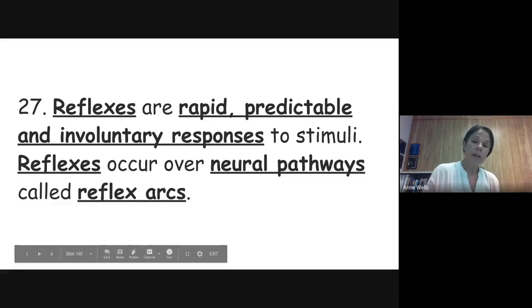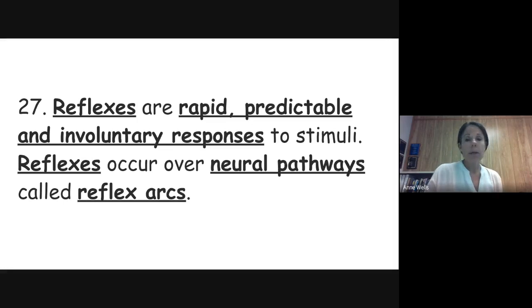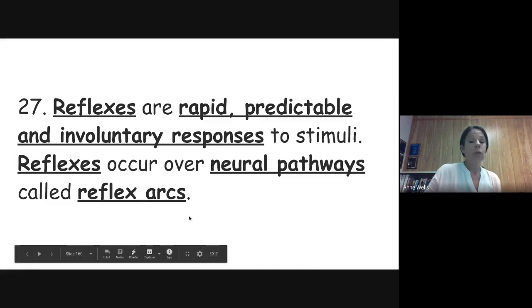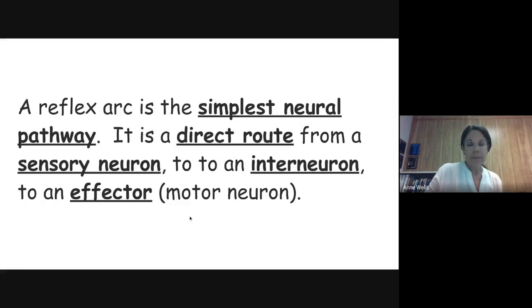Number 27, reflexes are rapid, predictable, and involuntary responses to stimuli. Reflexes occur over neural pathways called reflex arcs. A reflex arc is the simplest neural pathway. It is a direct route from a sensory neuron to an interneuron to an effector, which remember is a motor neuron. So this is a really simple nerve impulse.